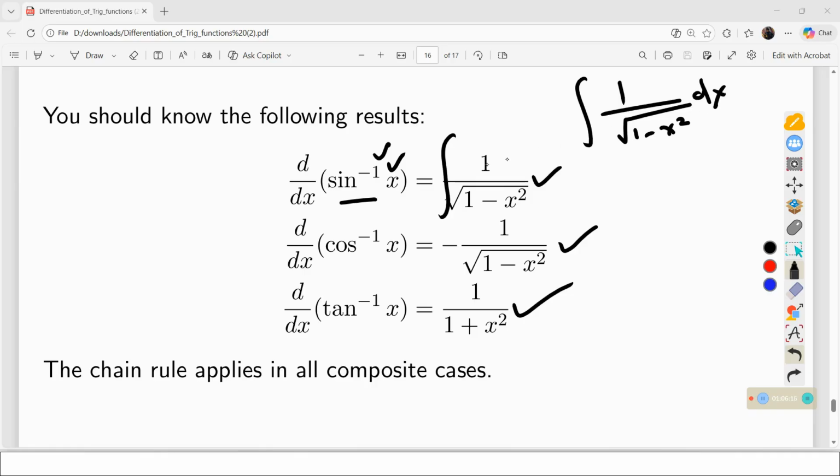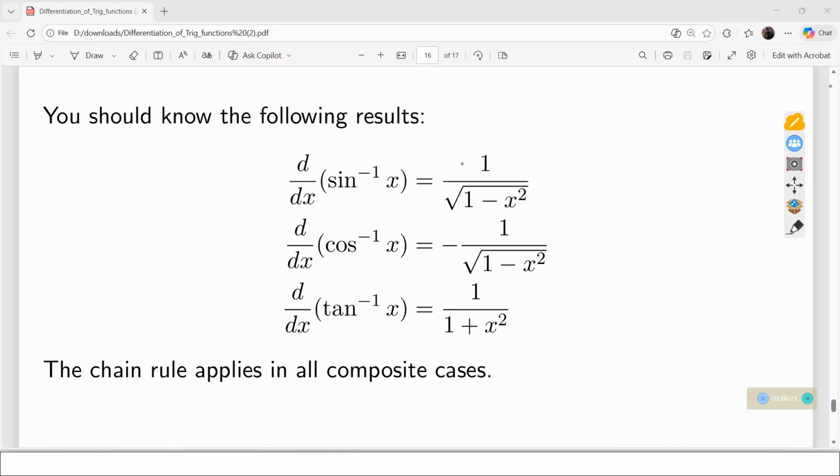So you must be knowing some of these expressions, such that when you reach integration, you shouldn't be seeing stars. You should be like, yes, I know this one from differentiation. This one comes from the differentiation of sine inverse. When you meet something like this, it comes from the differentiation of cos inverse. When you meet something to do with 1 over 1 plus x squared, that one comes from differentiation of tan inverse. So you must be knowing some of these expressions.